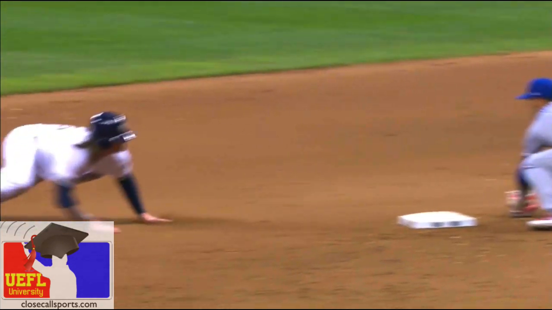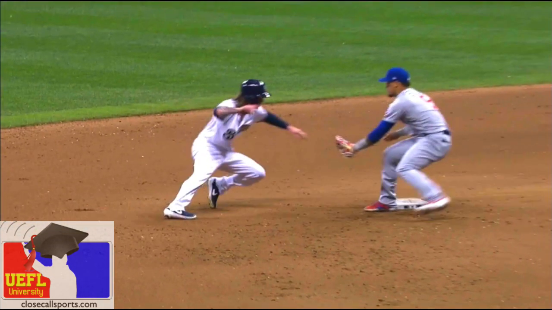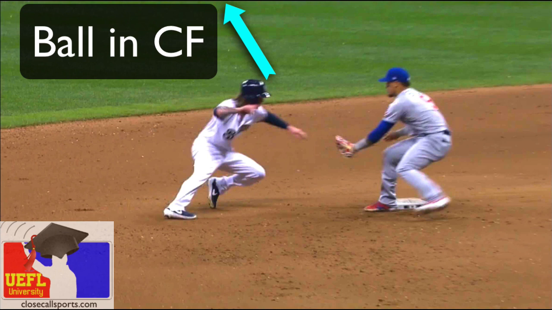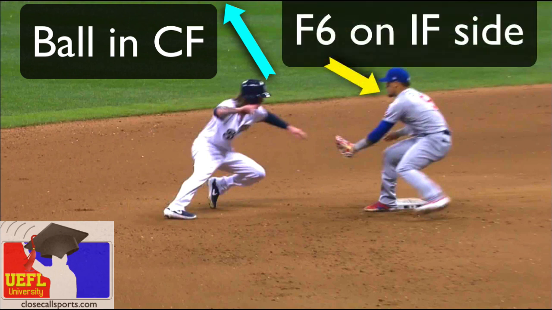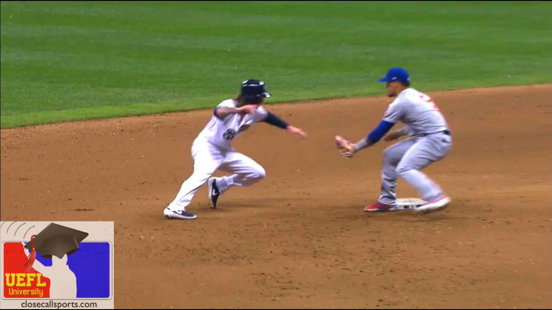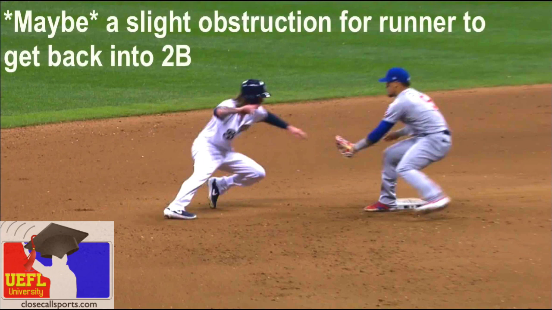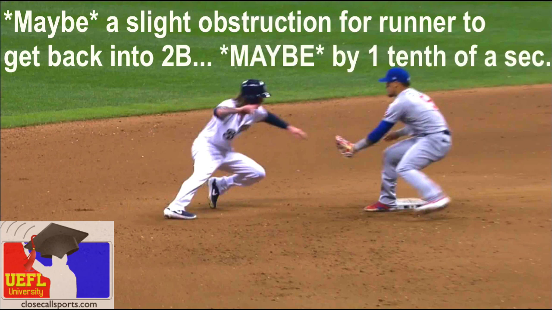It's funny that it's Baez again. But here, notice the difference. The ball's in center field, and Baez is on the other side. If the runner wanted to see the ball in center field, he would have an unobstructed opportunity to do that. Baez is only on the second base side of the runner, which makes this play legal from a visual standpoint. If you have any obstruction at all, it's impeding the runner's ability to get back to second base, which might have cost him 1/10 of a second. He was safe anyway, so in the end, there's really no call to make.